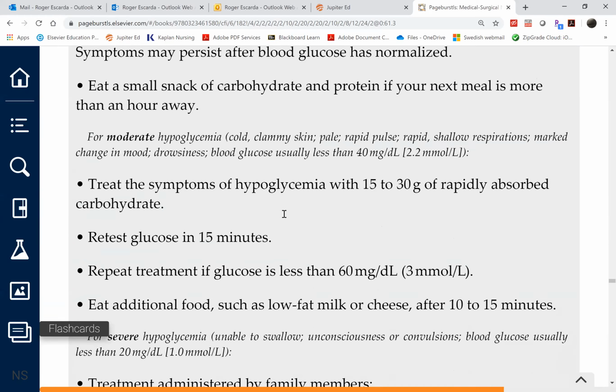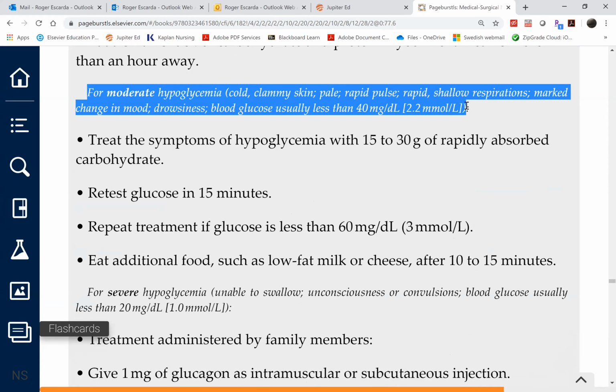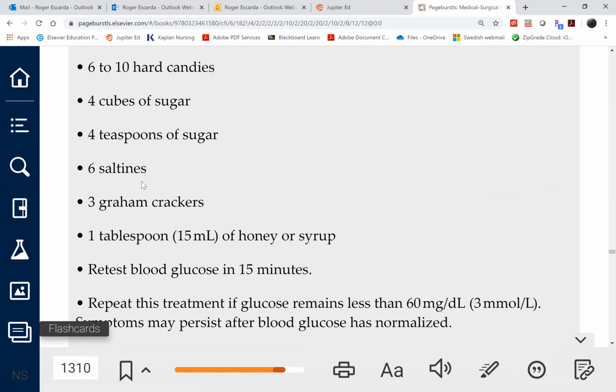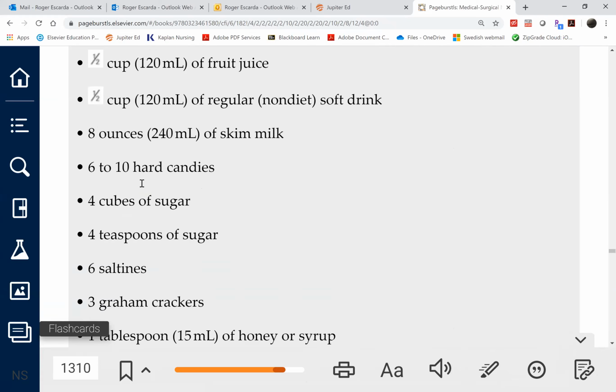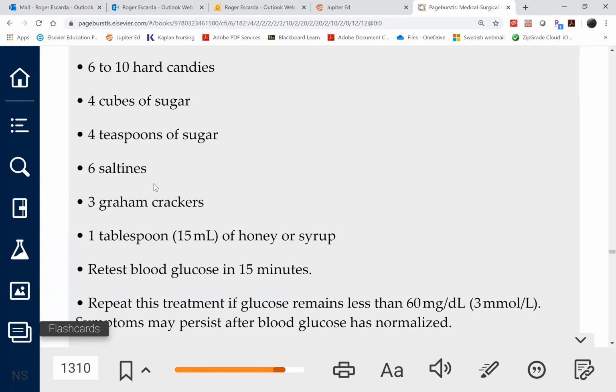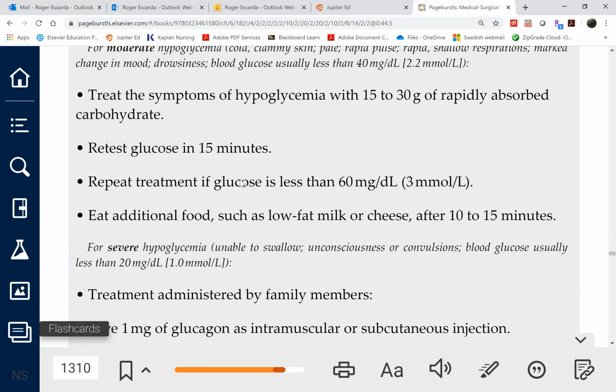And then if the patient's sugar is now between 20 and 40, that falls under moderate. The patient's symptoms are now the following. So we go from 15 to double now. We go 30 grams, which is double the amount of these, or you give 2 of any of these combinations, right? So that should satisfy 30 grams of carbs.